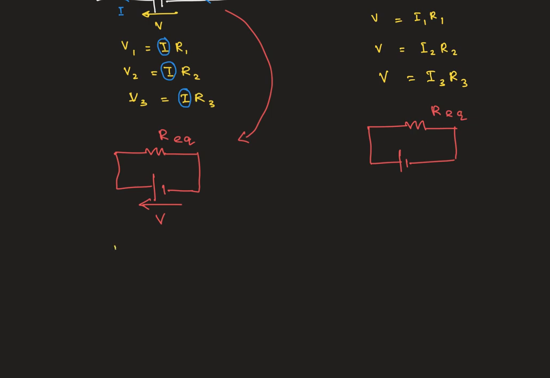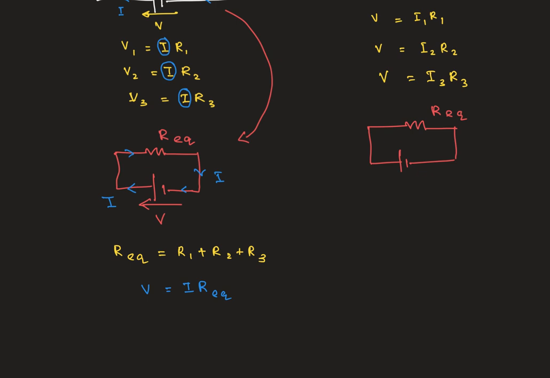In the series circuit, you will have R equivalent equals R1 plus R2 plus R3. And the thing you have to note is that the main circuit current remains I as before. So around the circuit you will have a current going around like this. Then if you use Ohm's law here, you will have V equals I R equivalent. That's it.